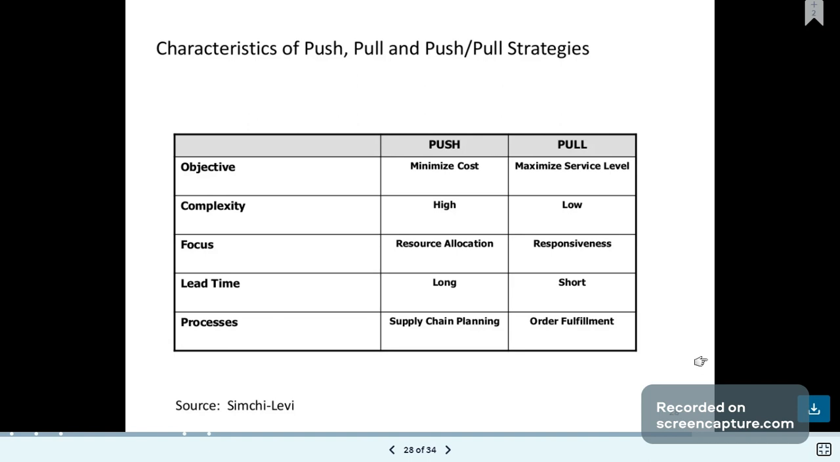Characteristics of the push-pull strategy: objective and complexity, focus, lead time, processes. Talking about the objective, push minimizes cost and pull maximizes the service level. For complexity, it's high for push and low for pull. Focus is resource allocation in push and responsiveness in pull. Lead time is long in push and short in pull. Processes are supply chain planning in push and order fulfillment in pull.